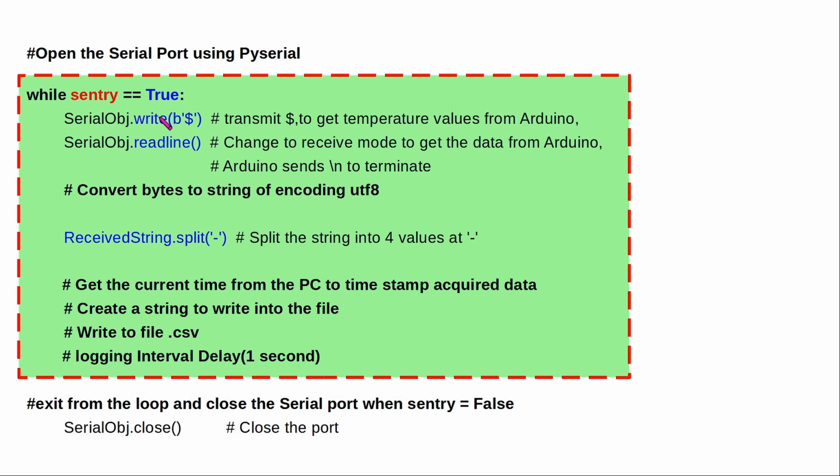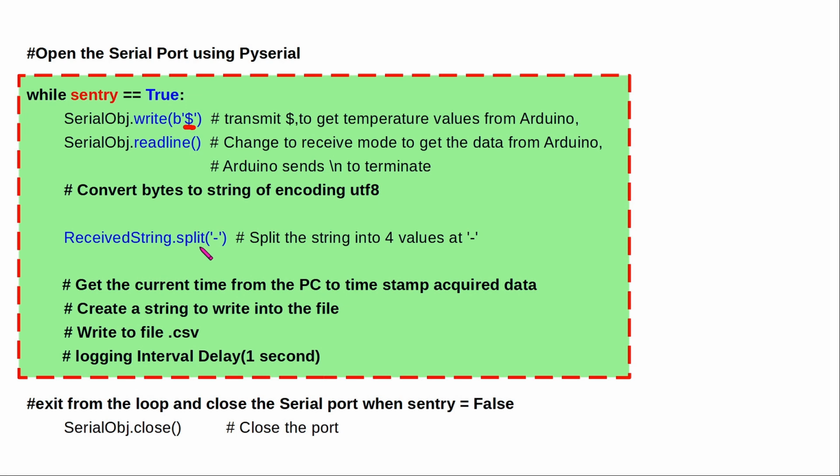So instead of an infinite loop, here we will check whether sentry is true or not. Since we are setting the sentry equal to true in the beginning of the program, then the code will run. It will do the same thing. It will send the dollar sign, and it will get the data coming from the serial port, and it will do everything that it is. So it will continuously do it again and again.